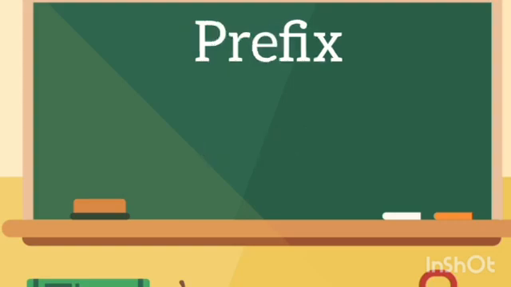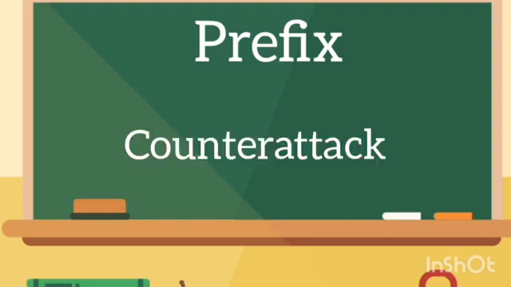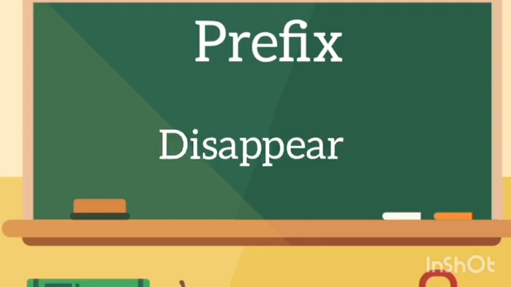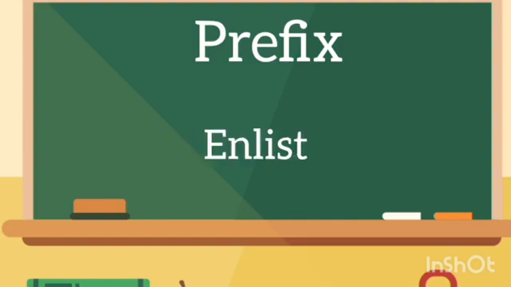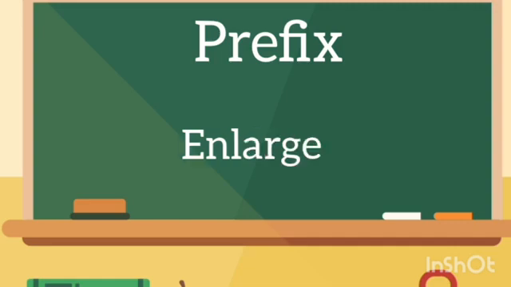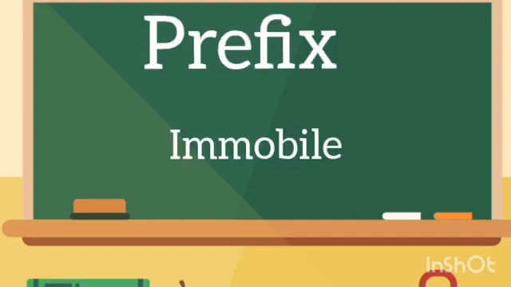Okay, so let us move on to the examples here. The root word or base word, we will call it cycle. What is the answer for the prefix? If you add bi, it will be correct, right? Bicycle. And education, co-education, right? And attack, counter attack, right? Appear, disappear. Courage, discourage. List, enlist. Large, enlarge. Service, ex-service. Mobile, immobile.